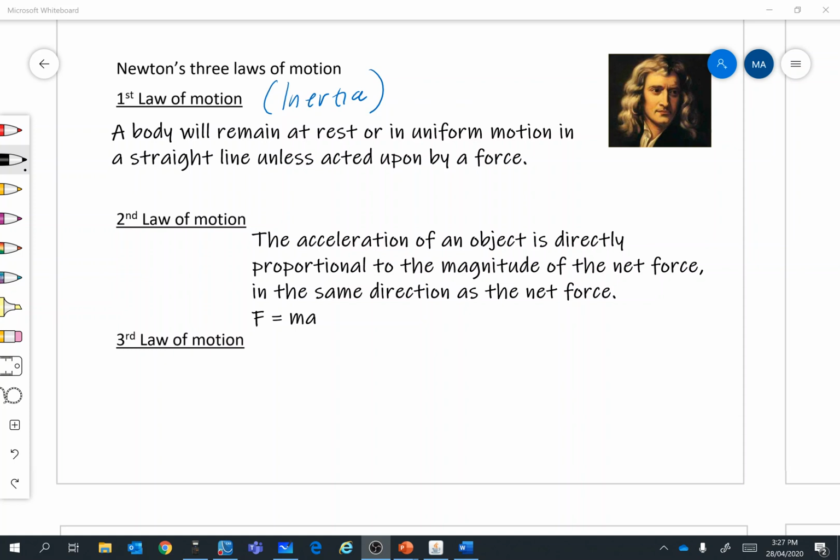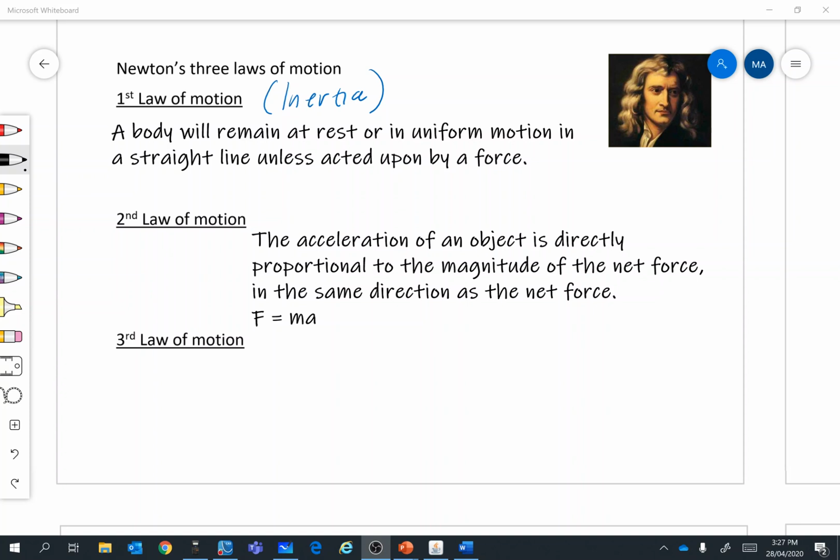Now if you look up a definition of this law, quite often you see the definition written in different ways. The definition I have here is that the acceleration of an object is directly proportional to the magnitude of the net force in the same direction as the net force. Now this definition and others like it for Newton's second law can be a little bit confusing.